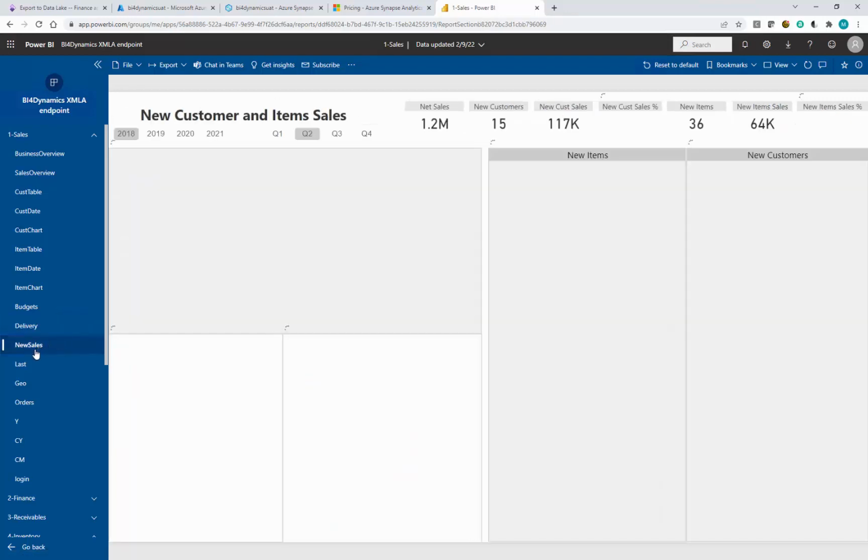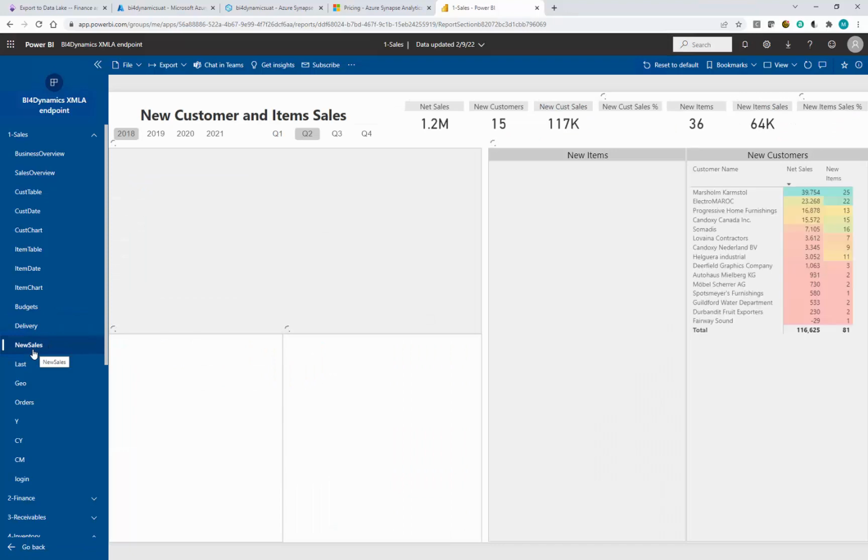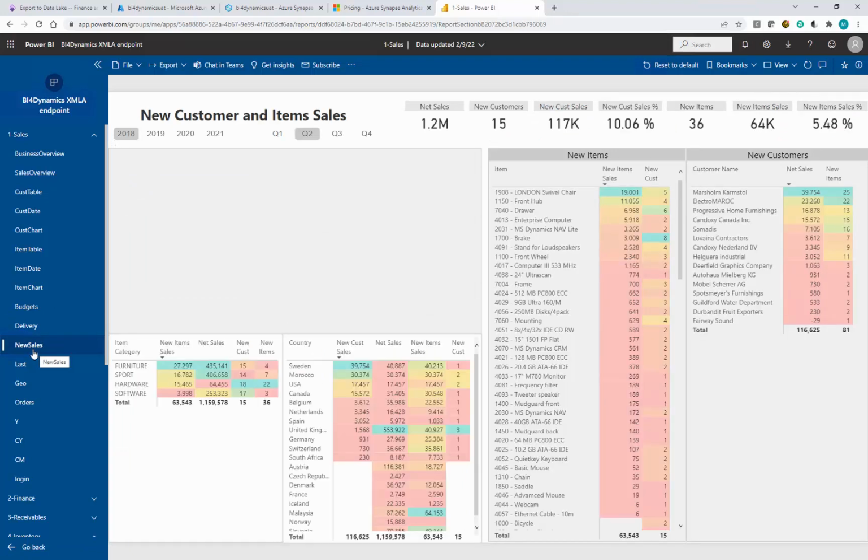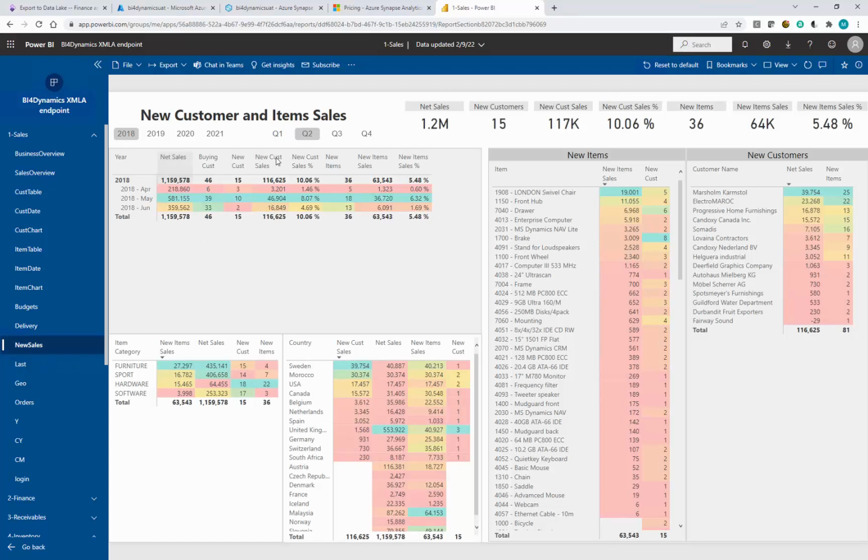We may go into the new business analysis, where we are looking into how many new items or new customers have been sold. And this is a list for a quarter in 2018. These are all demo data, which, by the way, you can analyze just after this session.